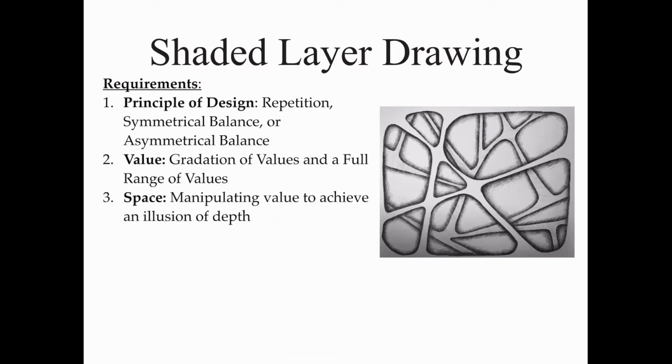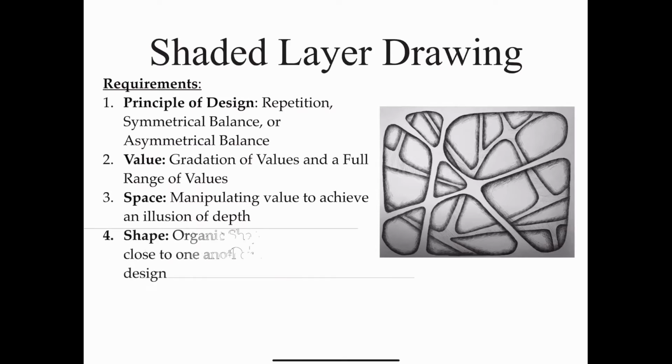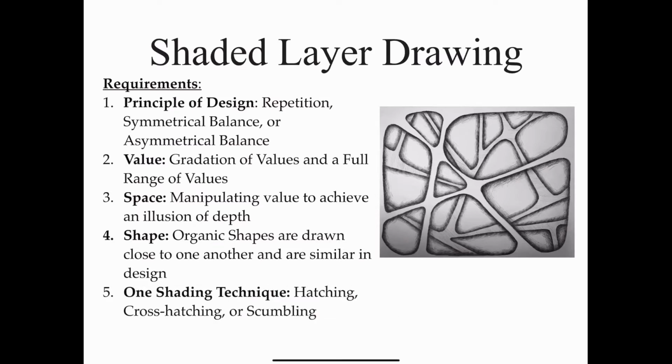You're going to be graded on the element of design space. You're going to be manipulating values to achieve an illusion of depth in the work by the way you shade. You're also going to be graded on the element of design shape. Organic shapes should be drawn close to one another and are similar in design. And then you're also going to be graded on how well you use your chosen shading technique. To complete this shading project, you can create it using hatching, cross-hatching, or scumbling. Whichever was your favorite shading technique that we learned last week, that's what you can use to complete this project.